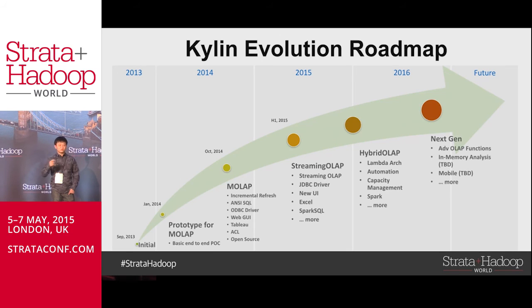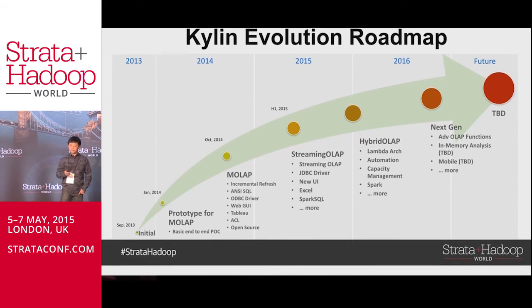And continuing the roadmap, we may add further different pre-aggregation functions into the system. For example, we can pre-calculate top N or histogram. We may also introduce a memory store to replace HBase. So those are some future wild ideas.